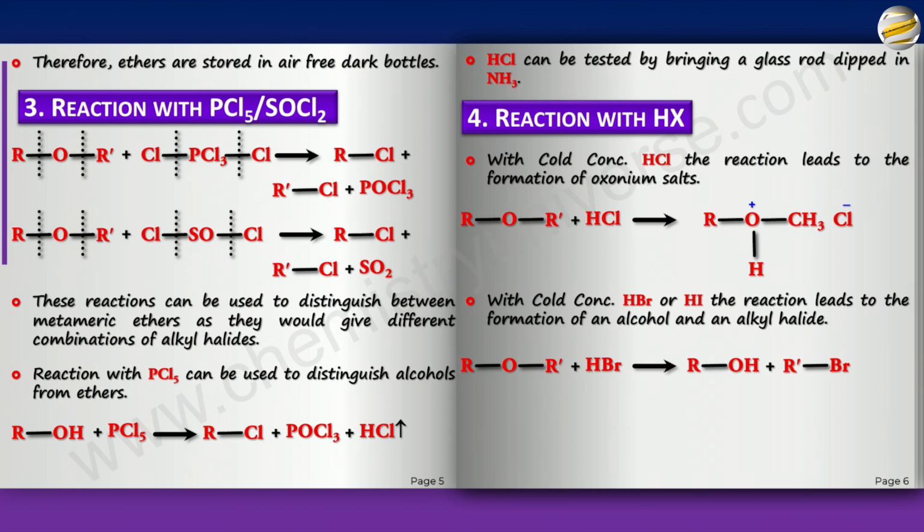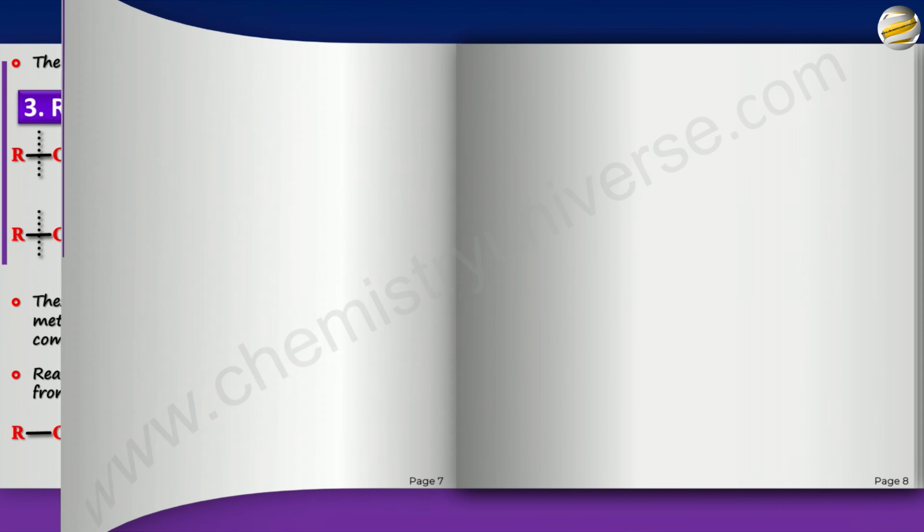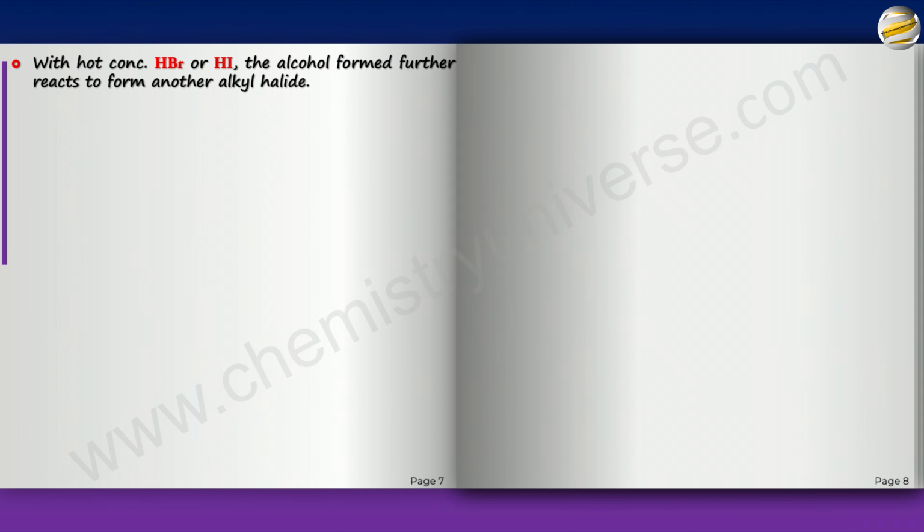And as I said, the alkyl halide will form this way: if one is SN1 and the other SN2, SN1 is preferred. Between two SN1s, the better SN1 is preferred. Between two SN2s, the better SN2 is preferred. Now, the alkyl halide is formed from that alkyl group which leads to a more stable carbocation, that is, if both are SN1. But if you use hot HX, as I said, both will become alkyl halides. So it doesn't really matter which one is attacked first.